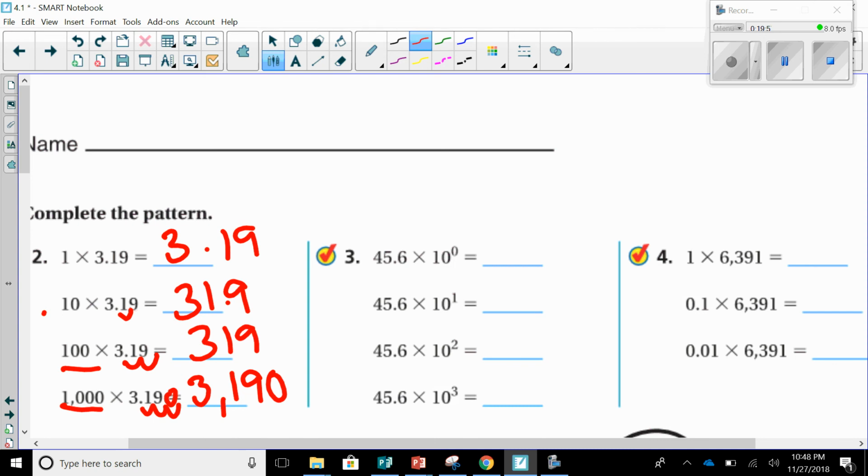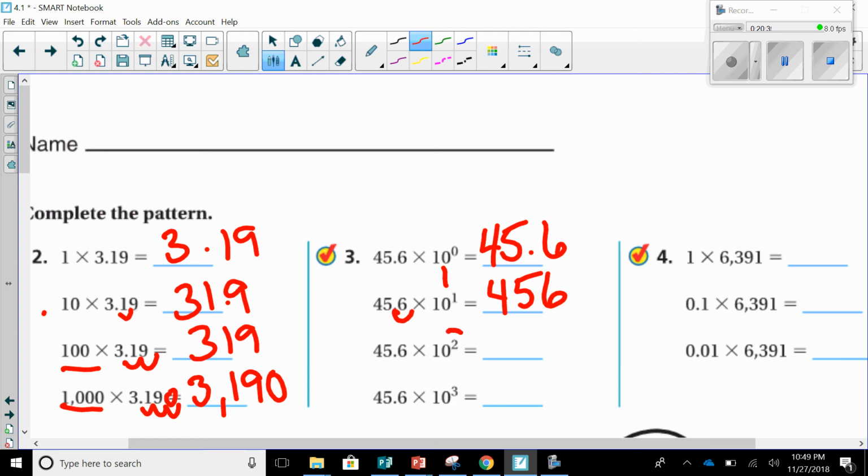And then let's look at number 3, 45.6 times 10 to the power of 0. It's the same thing as multiplying by 1, remember? So that would just give me 45.6. Now 45.6 times 10 to the power of 1 means I'm going to move that decimal point 1 place to the right. So if I move it 1 place to the right, I'm going to get 456.